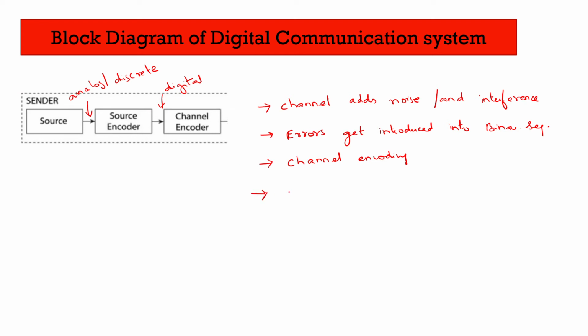Now how does this channel coding work? This channel coding adds redundancy bits, meaning extra bits are added. So, for example, message bits plus some redundancy bits thus form the word which has to be transmitted.